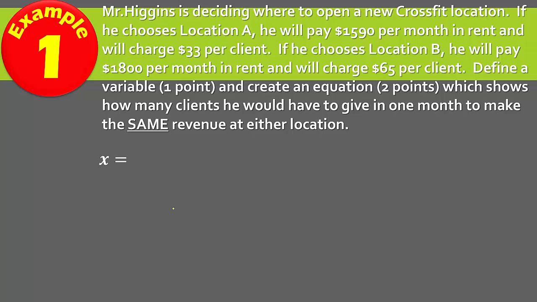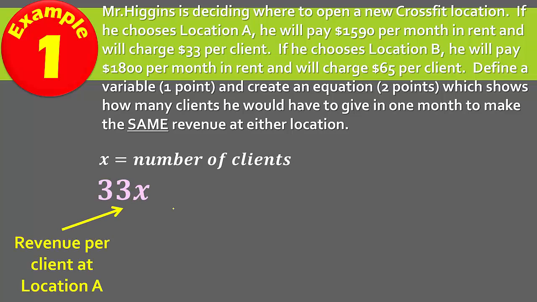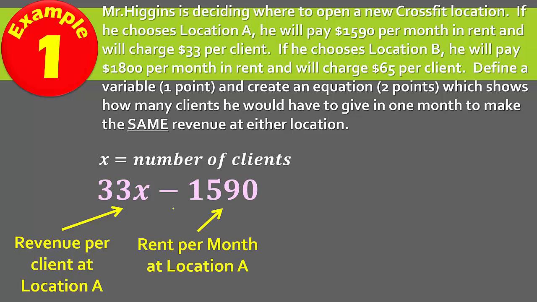So when you have a situation like this, first we need to figure out what the X is going to be, and that's going to be the number of clients. Alright, and next we're just going to set up two separate equations. So we know that at one location it's 33 per client, so we write it as 33x, and then we need to include the rent, which is $15.90, and we're subtracting that because that's money that's going out, not coming in. We want the money that's coming in to be the same. Okay, so we set that equal to, and then do the same thing at the other location.